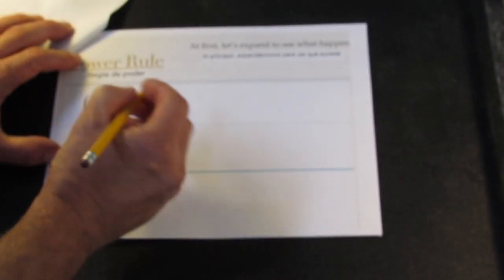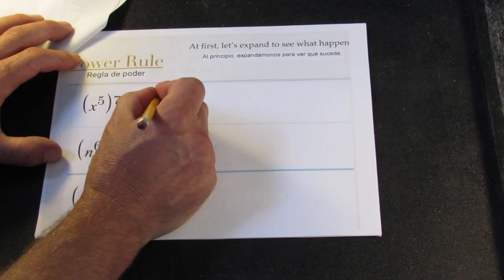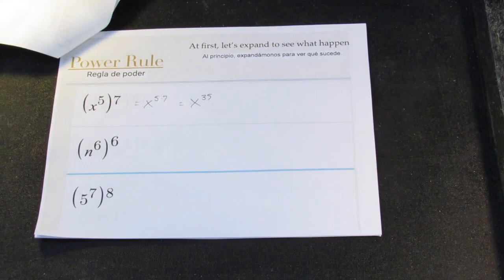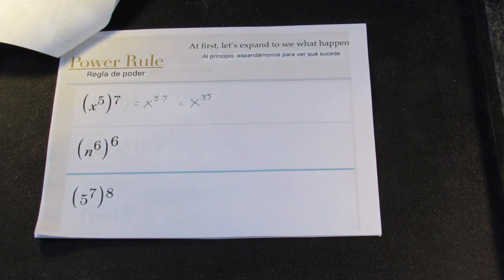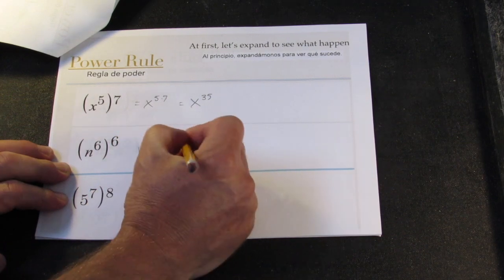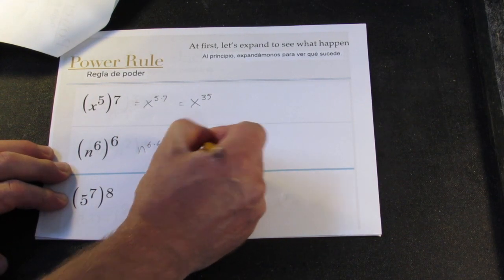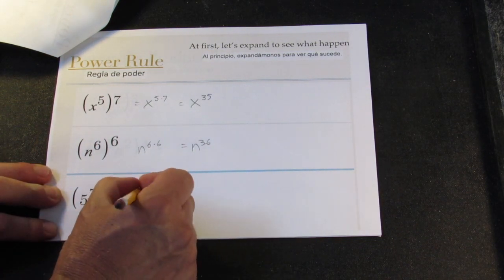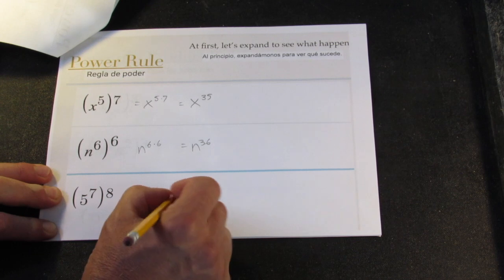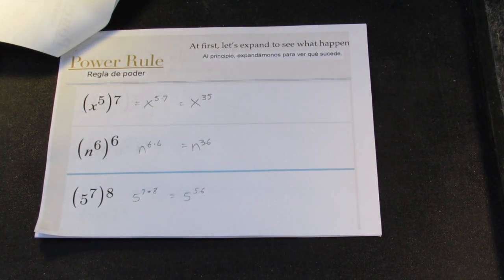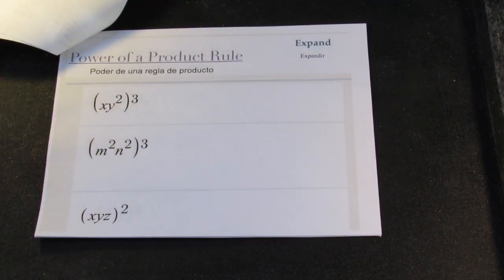x to the fifth to the seventh power equals x to the 5 times 7, which is x to the 35th power. Get the hang of that. This stuff's going to be pretty simple for you. Same thing here. This is n to the 6 times 6, which equals n to the 36th power. This one, our base is 5 to the 7 times 8, which is 5 to the 56th power. Another real big number, but that doesn't matter. That's how it works. And I think everybody can do that.